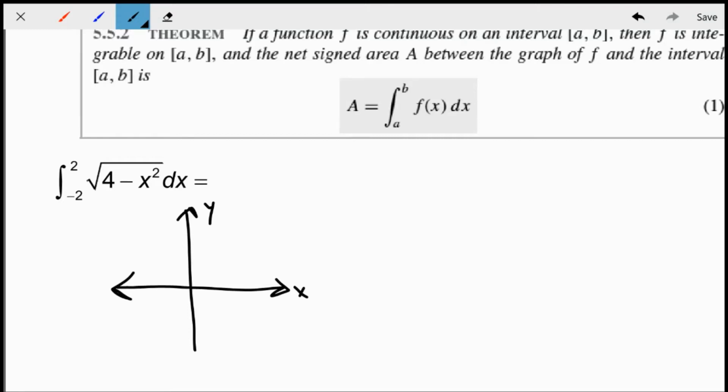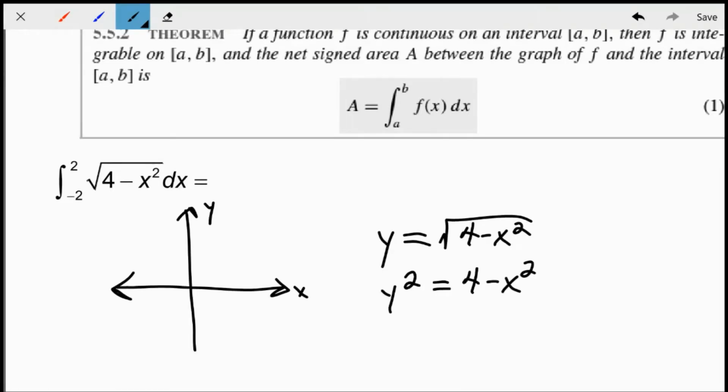What's actually happening here is, if I look at the square root of 4 minus x squared, well, y is equal to the square root of 4 minus x squared. If I want to think about what that graph would look like, square both sides of that, I'd have y squared is equal to 4 minus x squared. That's the same as x squared plus y squared is equal to 4. You should recognize that as a circle with a center at (0, 0) and a radius of 2.